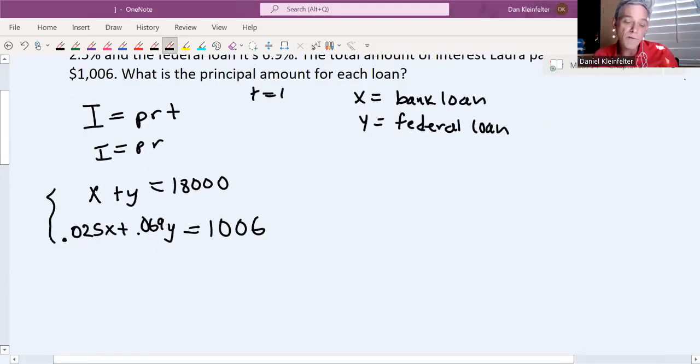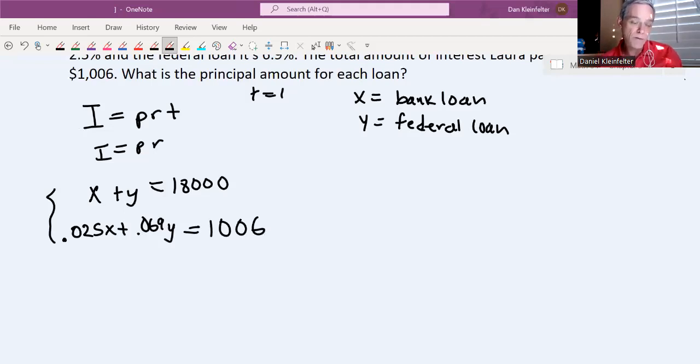The total principal was 18,000. That's the bank loan plus the federal loan. Then 2.5% of the bank loan, so 0.025x, and 0.069y for the federal loan. And together that made 1,006. So we're going to need to think about how to solve this in the easiest way possible.